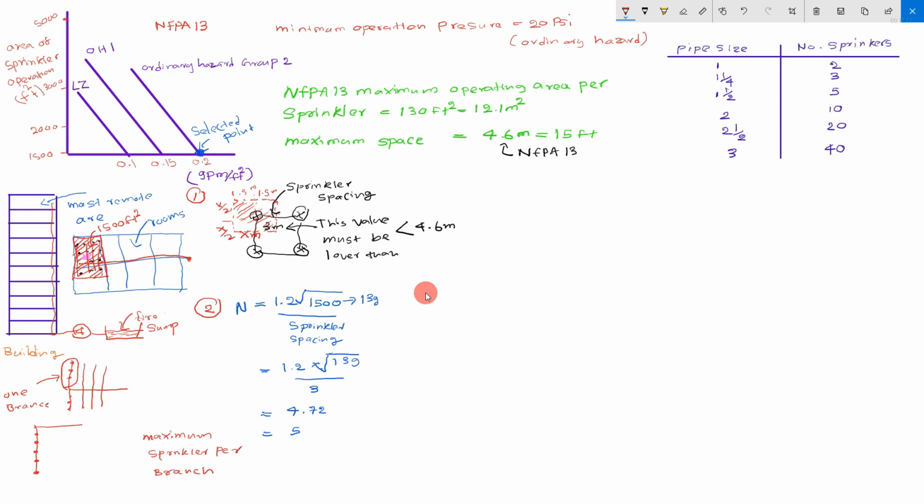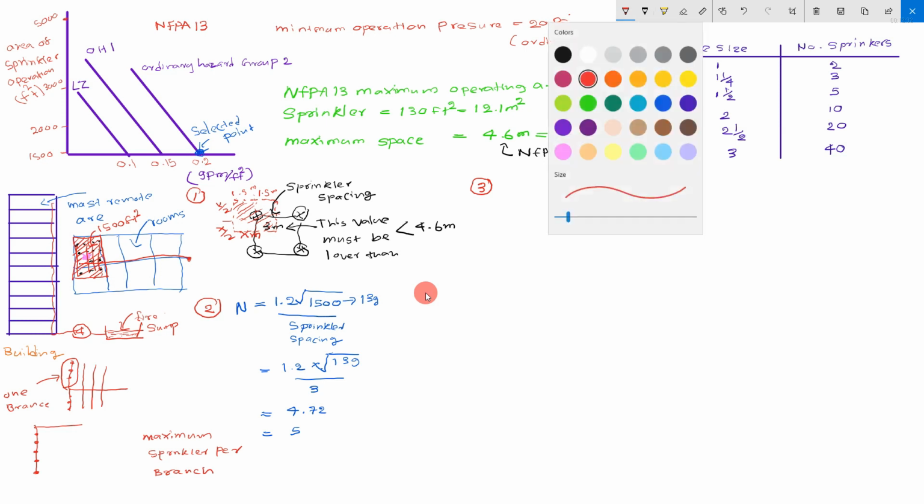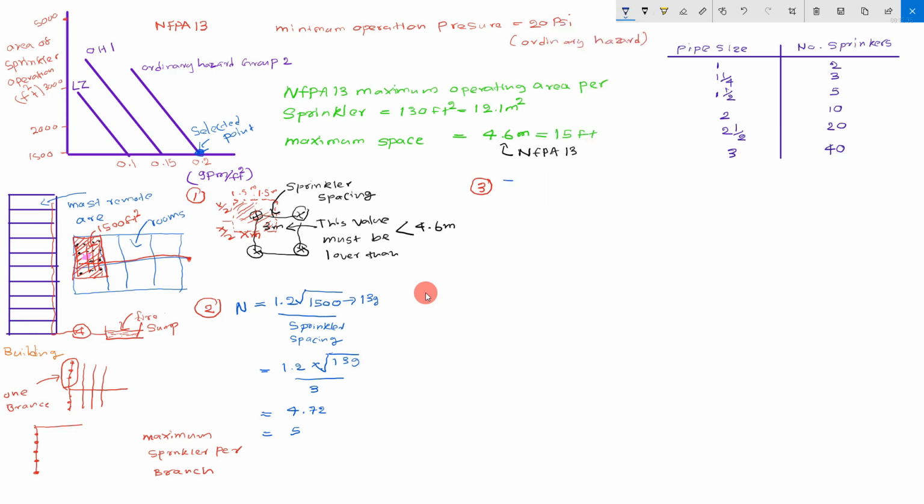Now we can go to step number 3. Number 3. Now here I position, I put 4 sprinklers per branch. I put 4 sprinklers per branch.